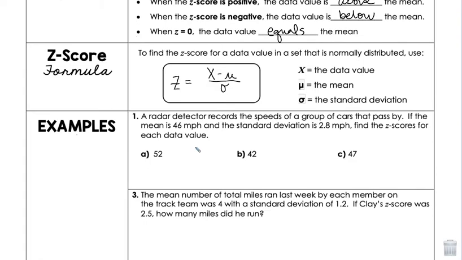A radar detector records the speeds of a group of cars that pass by. If the mean is 46 miles per hour and the standard deviation is 2.8, find the z-scores of each data value. So my mu is 46, sigma is 2.8. I'm just going to be using this formula to find the z-scores for each of these data values. So z is equal to 52, which is my data value, minus the mean, divided by our standard deviation, which will get me 2.14.